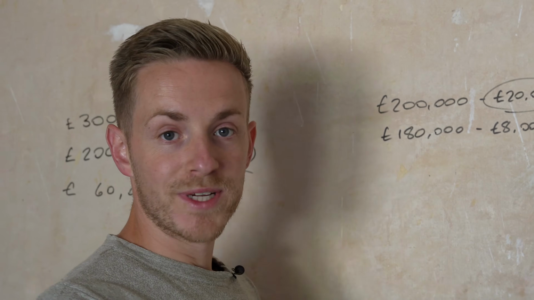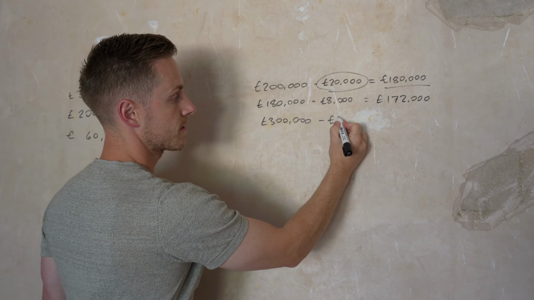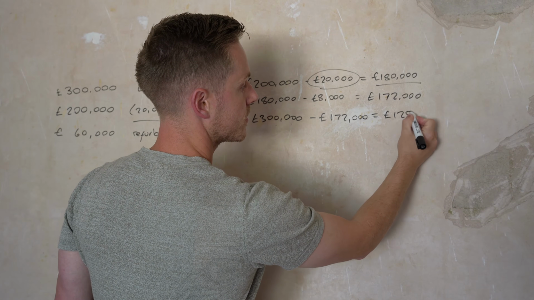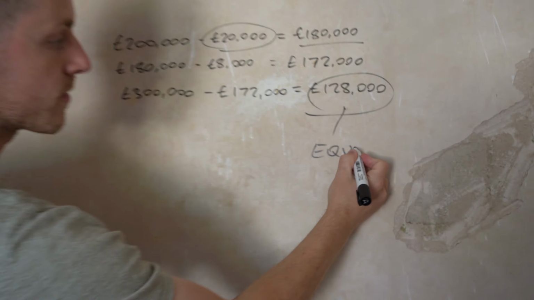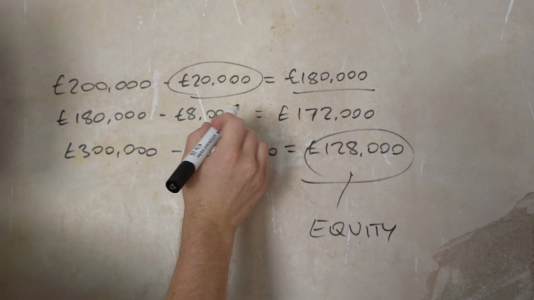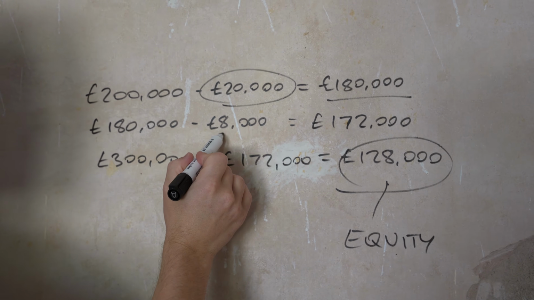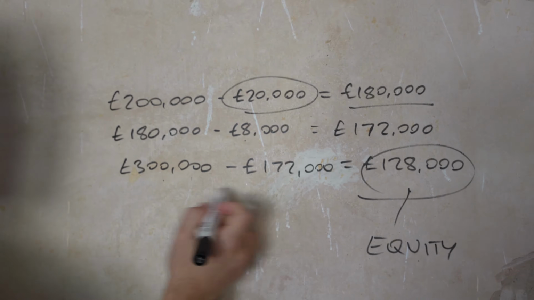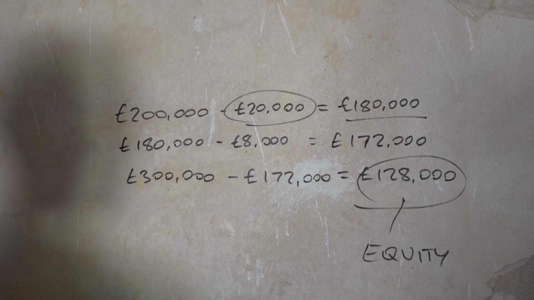And therefore, we do that calculation. New value, 300,000 minus 172 gives us 128,000. And that right there is our equity. We've got the original 20,000, which we used to take off the purchase price. We've then taken away our repayments. We then have our total debt outstanding, take that off the new value of the property, and that gives us 128,000 as our total equity.